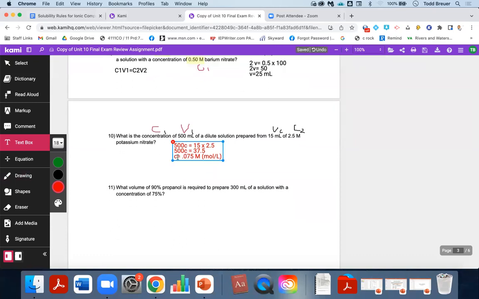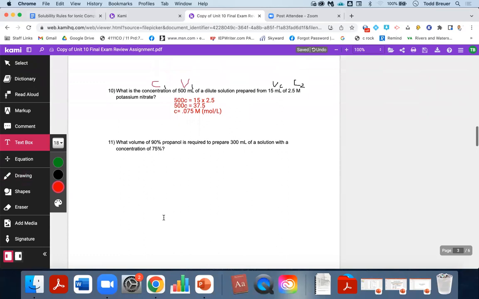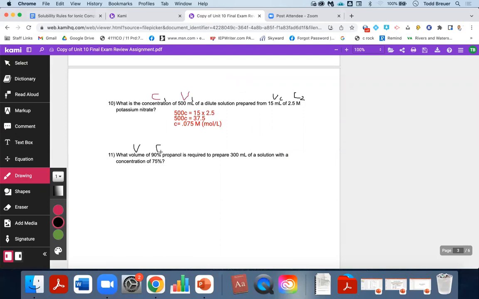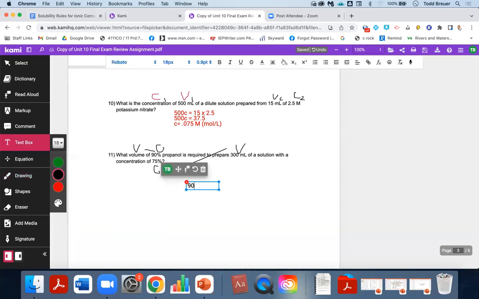So these concentration volume dilution problems can also apply to percentages. So let's apply it to a percentage here just by reading once again. So 90%, what volume? Oh, look at that, unknown V of, right, unknown C, known V, to prepare 300 milliliters of a solution with a known concentration of 75. So these two are paired up, these two are paired up. So unknown V times 90, 90 V equals, right, 75 new concentration times 300.